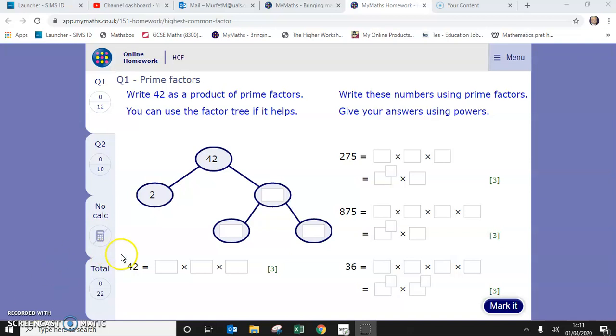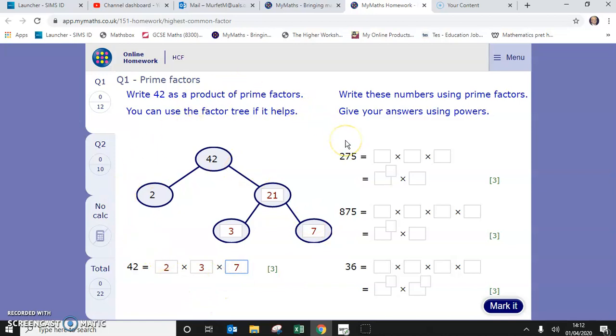Okay, so on this first one we've got 42 and 2, so we're dividing down this number by that number. So 2 goes into 42 21 times. What goes into 21? Well, 3 goes in and 7. And what we're looking to do is these three numbers are looking to be prime numbers. So straight away we've got 2 times 3 times 7. Okay, and then that's that one complete.